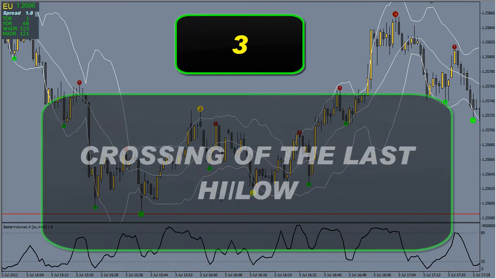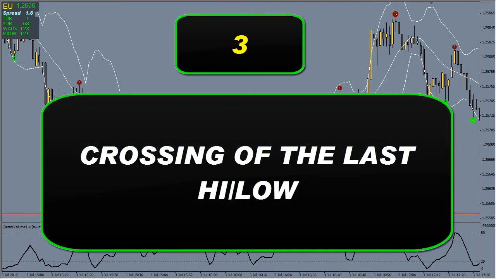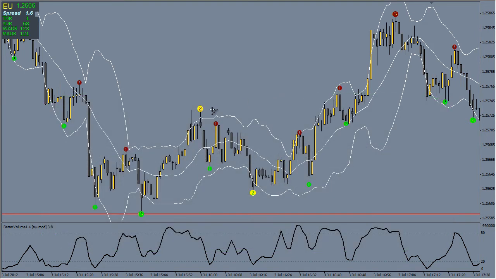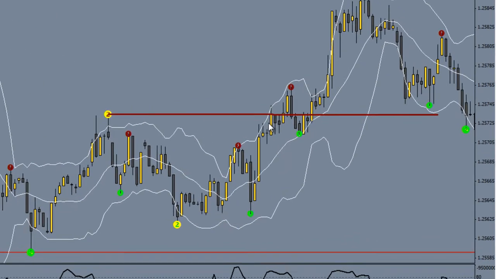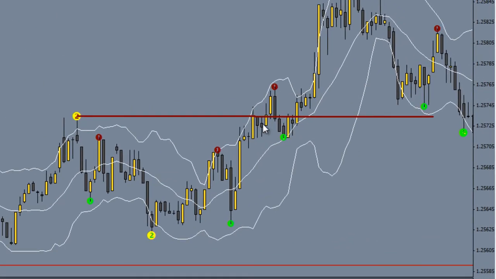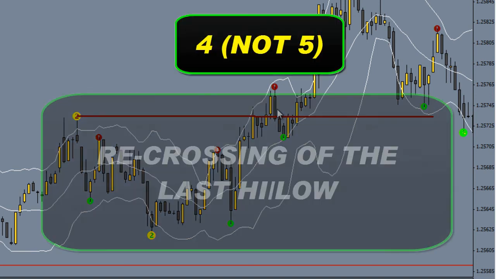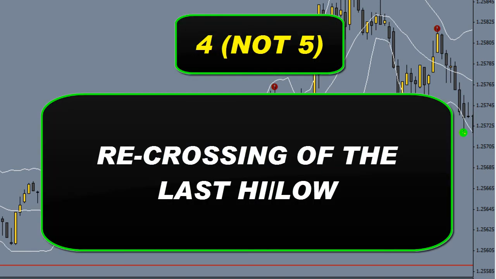Entry type number 3 is crossing of the last high or low. For this trade, we identify a recent high or low, and we'll use this candle here as our high, and we'll draw a line like so, and we wait for price to break and close above that high, and we get that with this candle right here. So our entry candle would be on this one here, the first candle after the break of that recent high. Go long here.